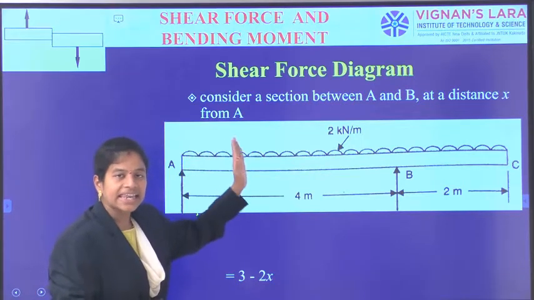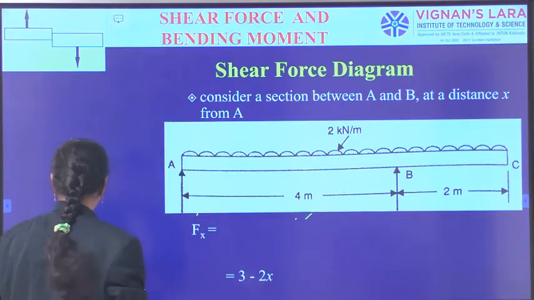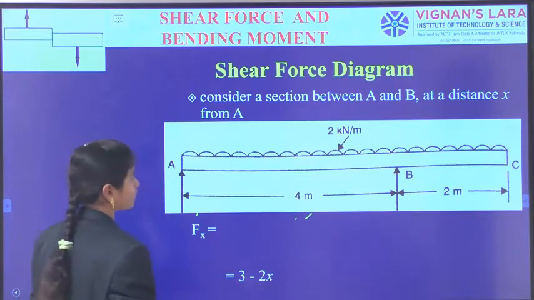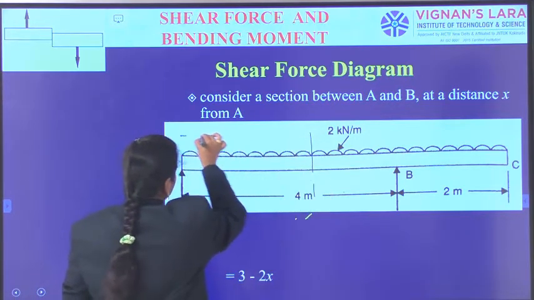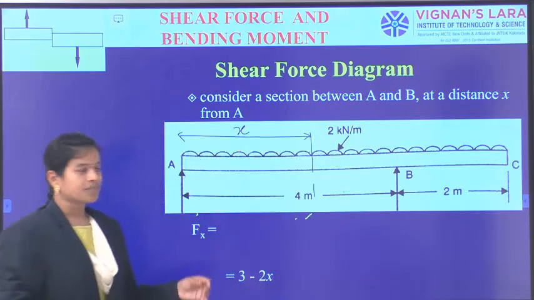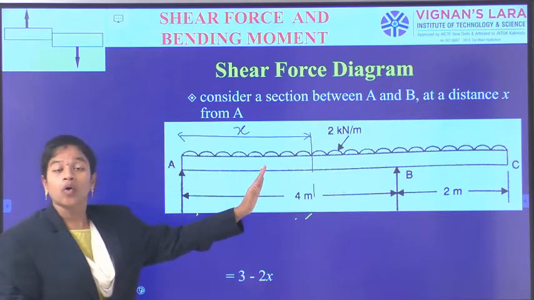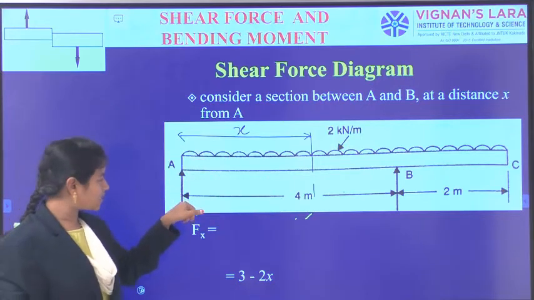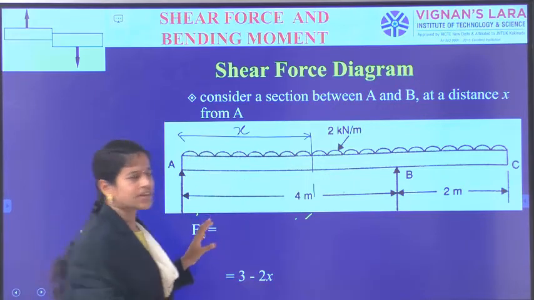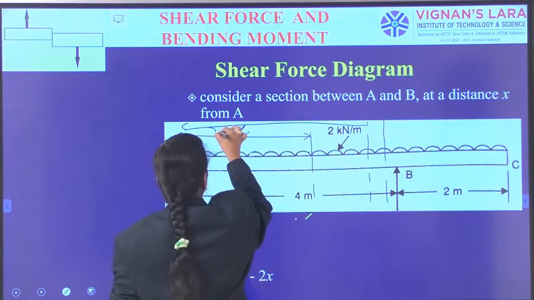Now I am taking any section up to B. When we are considering any section in between A to B, what is it involving? That section is involving an upward reaction and a UDL of x length, whatever the section is, when we are considering any section from A up to B.